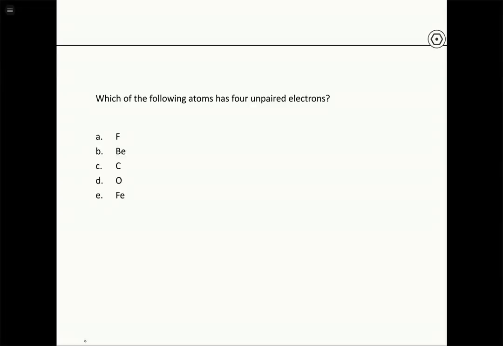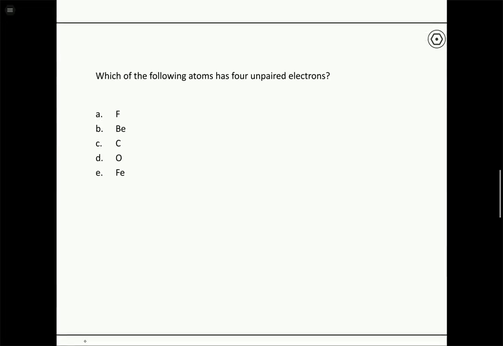When you're considering unpaired electrons, you need to only consider subshells that are partially filled. If you have a completely filled subshell, like a 2s2 or a 2p6 subshell, all the electrons in those will definitely be paired. You don't have to worry about them. But if you have any partially filled subshells, then you need to go a little bit further to understand how many of those electrons are unpaired. So let's just do all of these quickly.